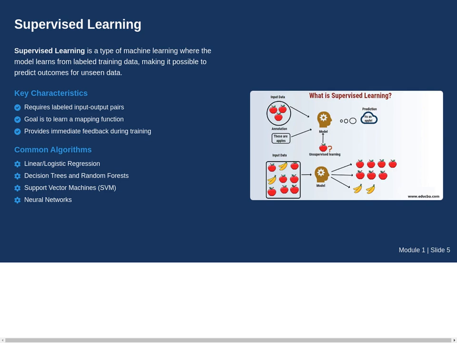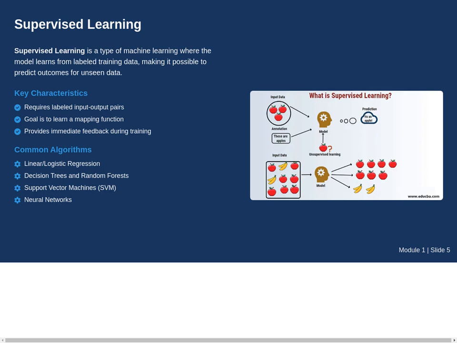Key characteristics of supervised learning include: it requires labeled input-output pairs for training. The goal is to learn a mapping function from inputs to outputs. The model receives immediate feedback during training, allowing it to adjust its parameters.